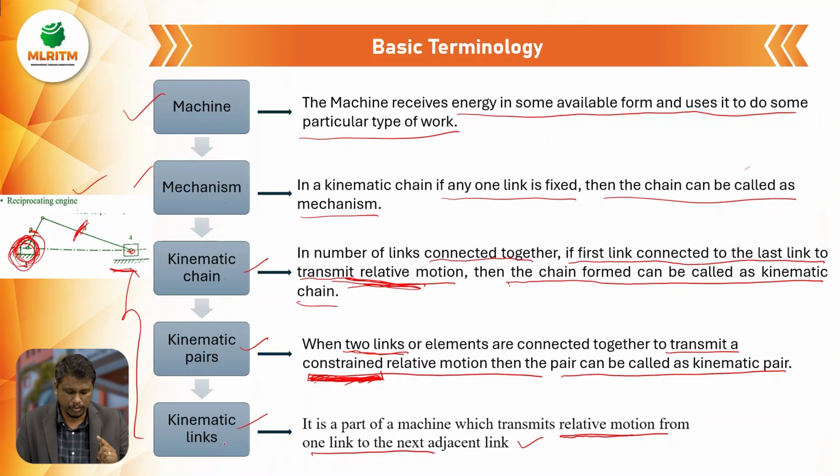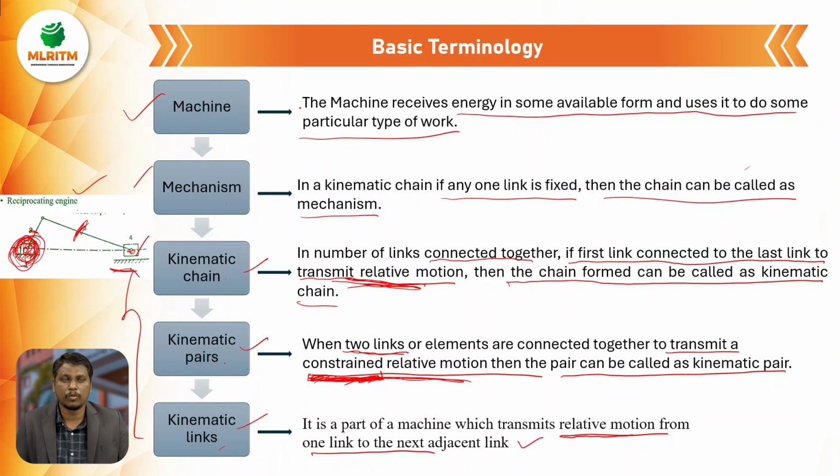A kinematic link is nothing but one small rod or something, you can assume. If two such kinematic links are joined together and make constrained relative motion, they form a kinematic pair and a kinematic chain. So a number of links connected together, where the first link is connected to the last link to transmit the motion, is called a kinematic chain. And a mechanism: if any one of the links is fixed, then it can be called a mechanism.